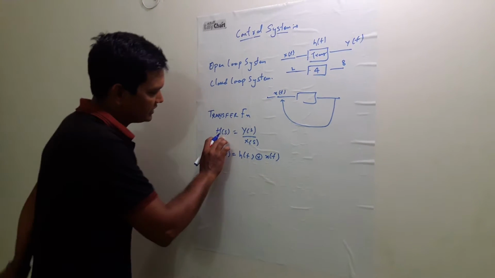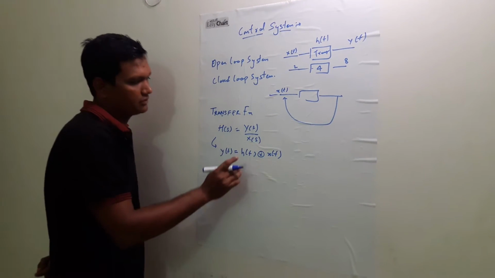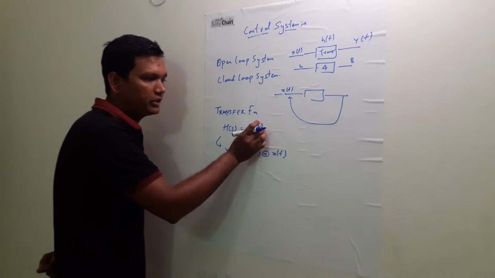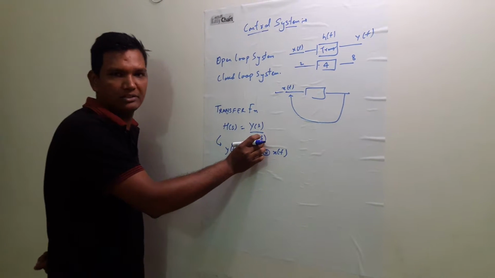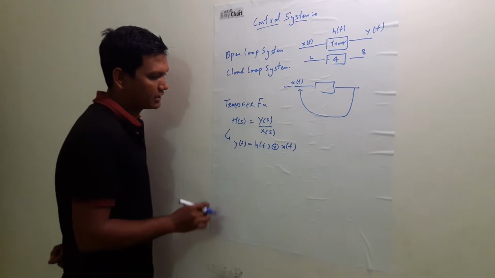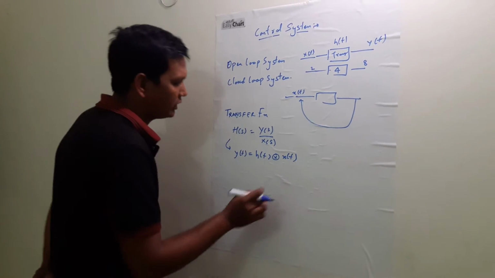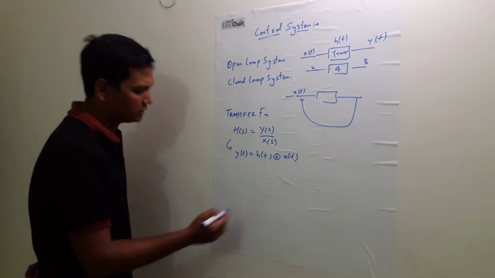So what I'm saying is H(s) = Y(s)/X(s), which is nothing but the output in the Laplace domain by the input in the Laplace domain. Okay, now this is what is called a transfer function. Let's see how I can find the transfer function for one of the simple circuits.